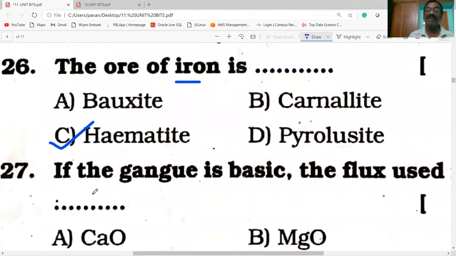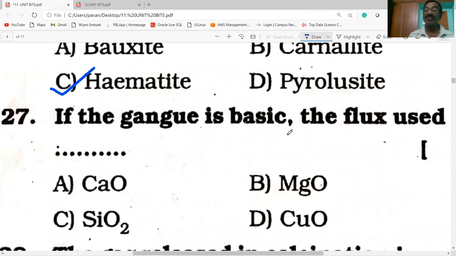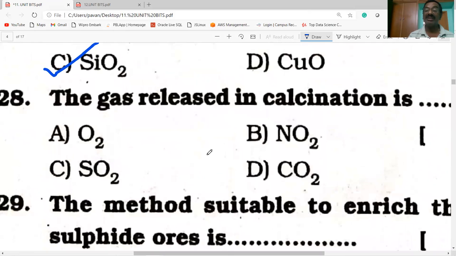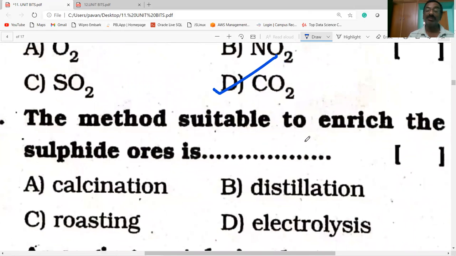Hematite is an iron ore. If the gangue is basic, an acidic substance is used as a flux; SiO2 is an acidic flux. The gas released in calcination: mainly carbonate ores are subjected to calcination. Calcination means heating of ore in the absence of air, so carbonates decompose into carbon dioxide gas and oxides.